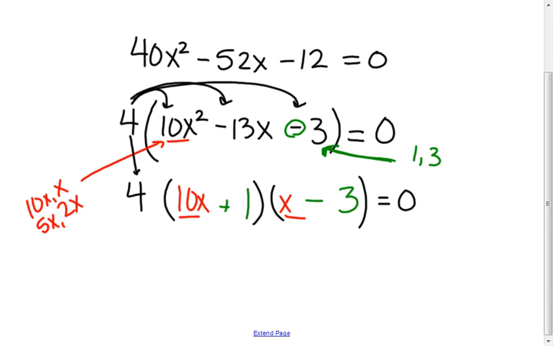I know my fronts are okay, I know my backs are okay, but I need to get that middle negative 13. So if I check it right now, 10x times negative 3 is negative 30x, and 1x times x is x. So that didn't help me. Okay. I could switch the positives and negatives, but that's not going to necessarily help me. So let's switch the 3 and the 1.